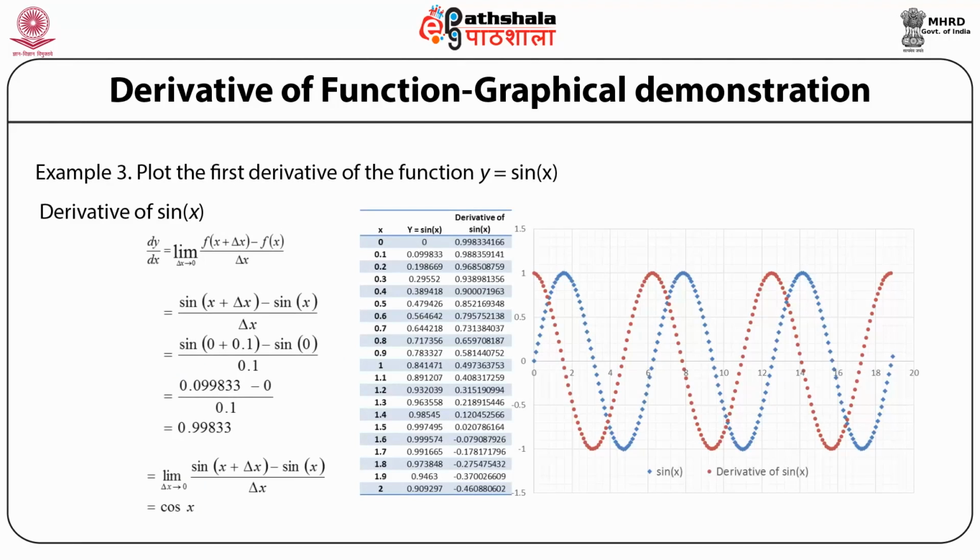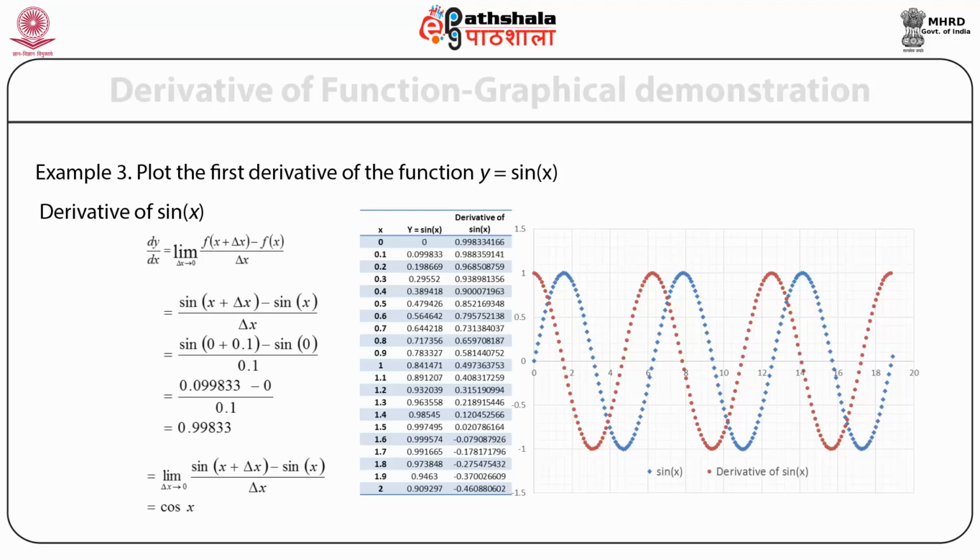So dy by dx can be written as the limit as delta x tends to 0 of f of x plus delta x minus f of x, divided by delta x. If you substitute all the values for a different value, 0.1, then you are getting 0.99833. Then if you say the limit as delta x tends to 0, sin of x plus delta x minus sin x by delta x is equal to cos x.